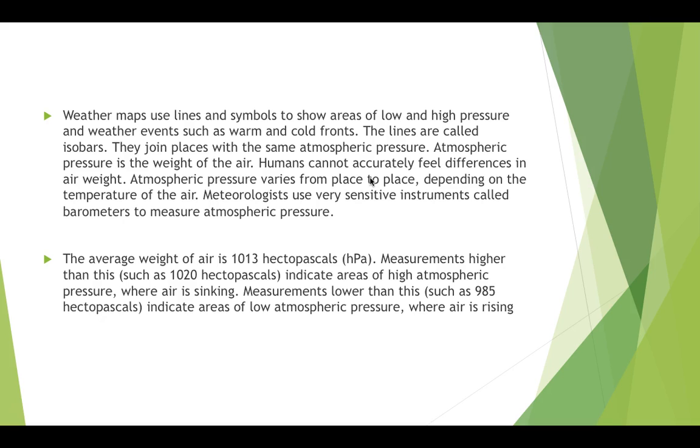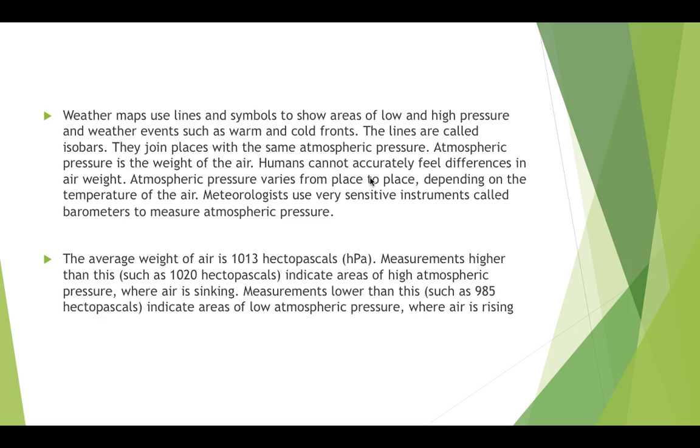Alright, so weather maps use lines and symbols to show areas of low and high pressure and weather events such as warm and cold fronts. The lines are called isobars. We know that. They join places with the same atmospheric pressure. Atmospheric pressure is the weight of the air. So humans cannot accurately feel differences in air weight. Atmospheric pressure varies from place to place, depending on the temperature of the air. Meteorologists use very sensitive instruments called barometers to measure atmospheric pressure. So we can't feel the weight of the air, but it definitely does change.